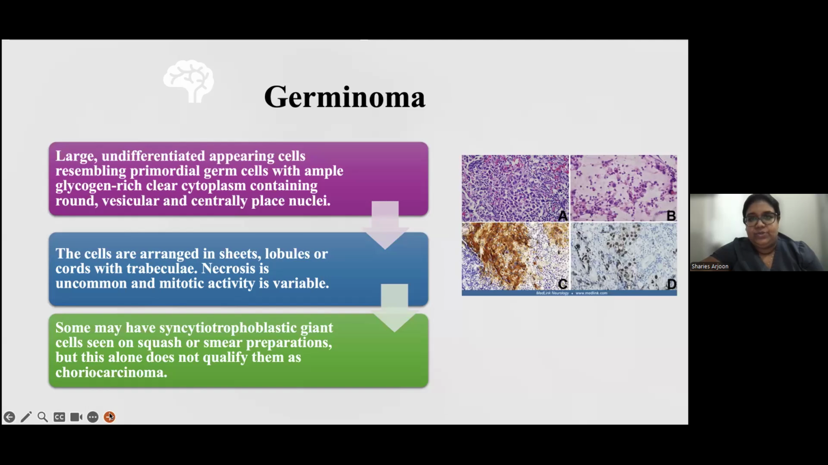Moving on to germinomas. These are large, undifferentiated appearing cells resembling the primordial germ cells with ample glycogen-rich clear cytoplasm containing round vesicular and centrally placed nuclei. These cells are arranged in sheets, lobules, or cords with trabeculae. Necrosis is uncommon and mitotic activity is variable. Some may have syncytial trophoblastic giant cells seen on squash or smear preparations, but this alone does not qualify them as a choriocarcinoma.